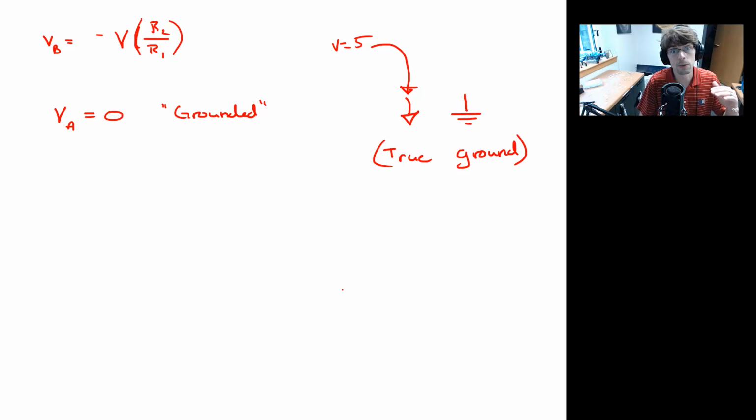It provides not only a reference point from which potentials are measured, but in addition to that, it serves as a reservoir for charges. So I'll call it a charge reservoir.